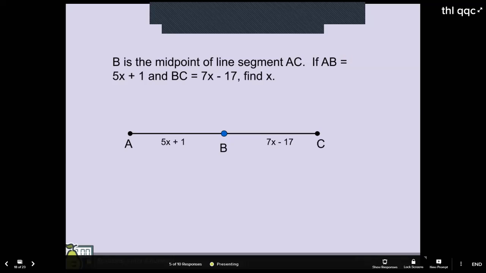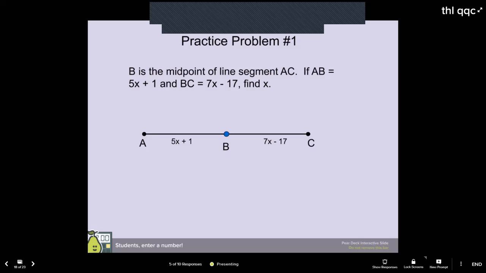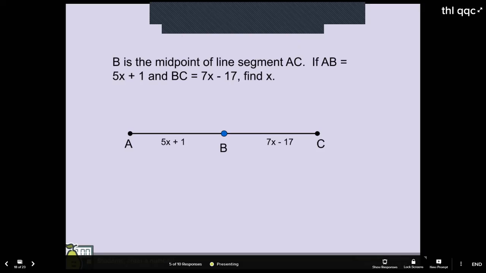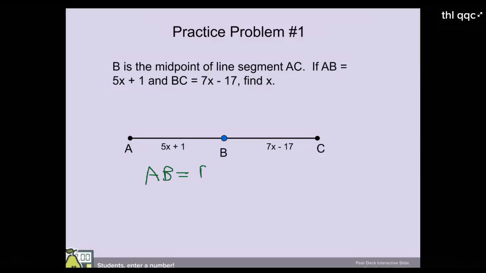Okay, so let's go over this. We had a variety of different responses. And I will tell you outright that no one got this right. So let's take a look. All right, so we have our two sides. Because it's a midpoint, I know that this piece and this piece are equal. AB is equal to BC. That's what you should be thinking when you see something like midpoint.